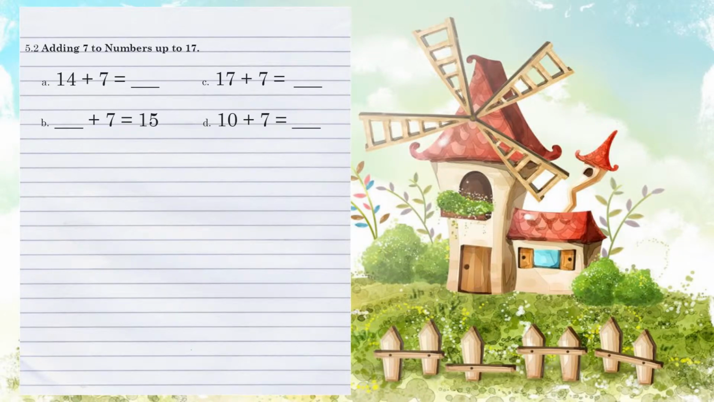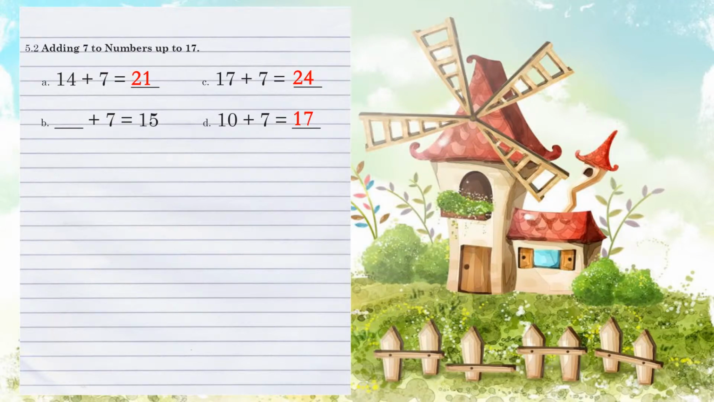Unit 5.2. We are adding 7 to numbers up to 17. Look at example A. We have 14 plus 7. Here we could either use your marks or you could just combine together your ones positions. So if we combine together the 4 plus the 7, that is 11. So we write down the 1 and we carry the 1. Now we have the 1 from the 14 and the 1 that we carried to get a 2 for an answer of 21. Let's look at example B.